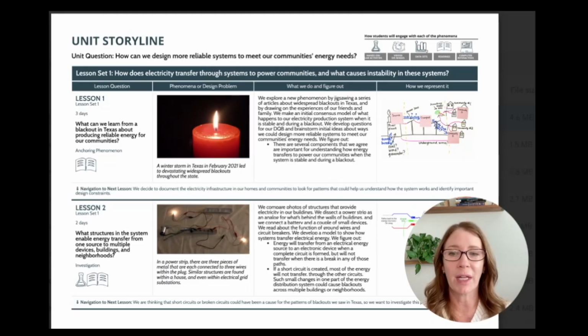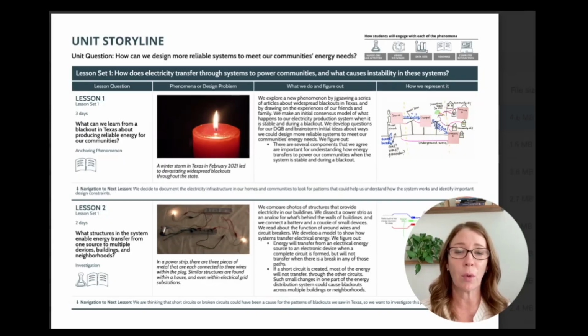Okay, so let's begin. This unit is all about the unit question: how can we design more reliable systems to meet our community's energy needs? The anchoring phenomenon in this unit is the blackout that was experienced in Texas when there was a really cold winter storm and much of Texas lost power. It's very curious why certain areas of Texas lost power and certain areas didn't.